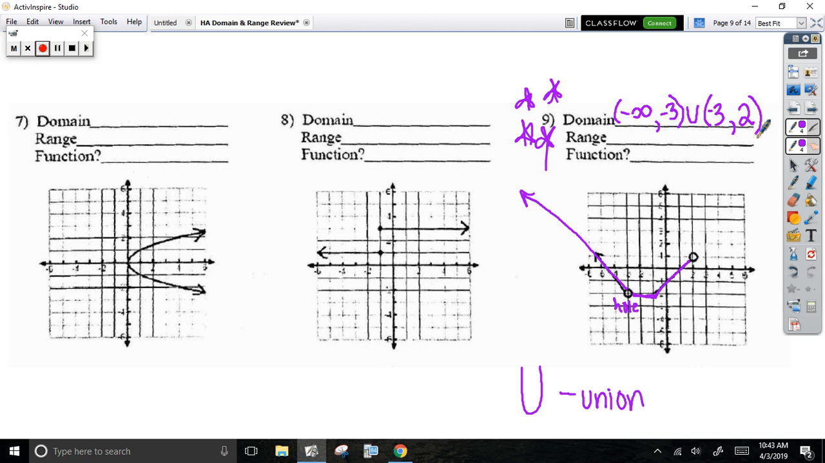Sometimes you'd have to unite 3 pieces. So if there were multiple holes, sometimes you have to unite and skip over multiple pieces. But the union is used right around that skip, the number you're skipping past.